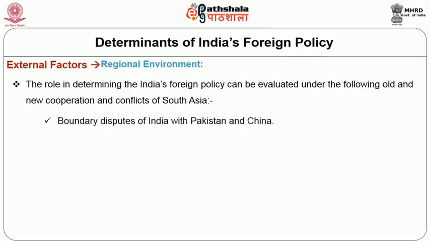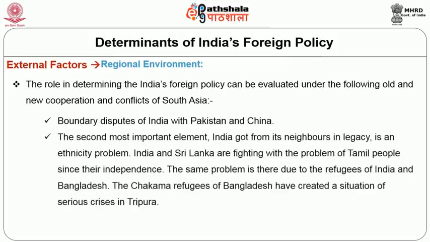Boundary disputes of India with China and Pakistan. The second most important element India got from its neighbors in legacy is an ethnicity problem. India and Sri Lanka have been fighting with the problem of Tamil people since their independence. The same problem is there due to the refugees of India and Bangladesh. The Chakma refugees of Bangladesh have created a situation of serious crisis in Tripura.